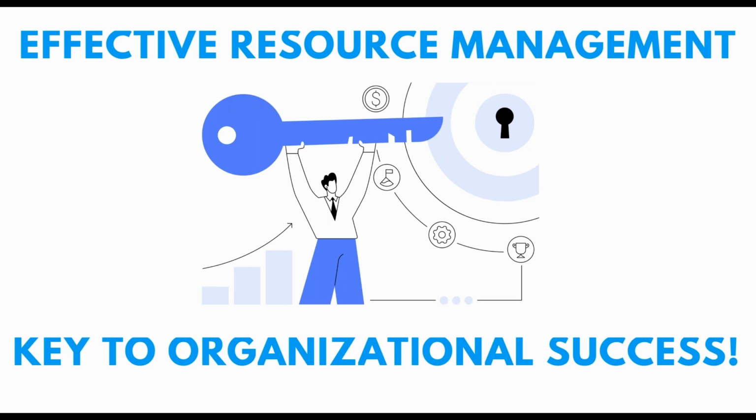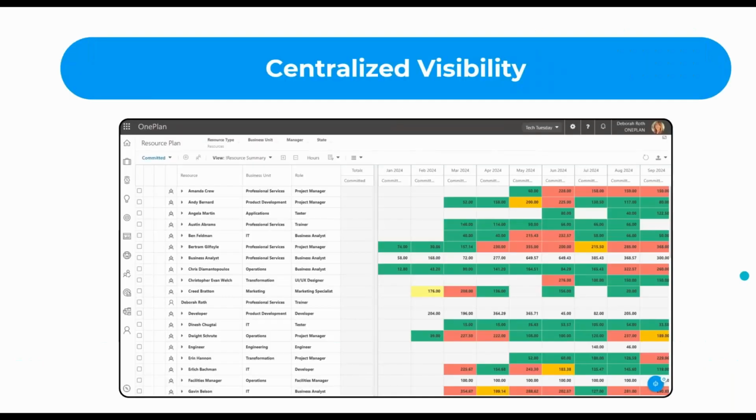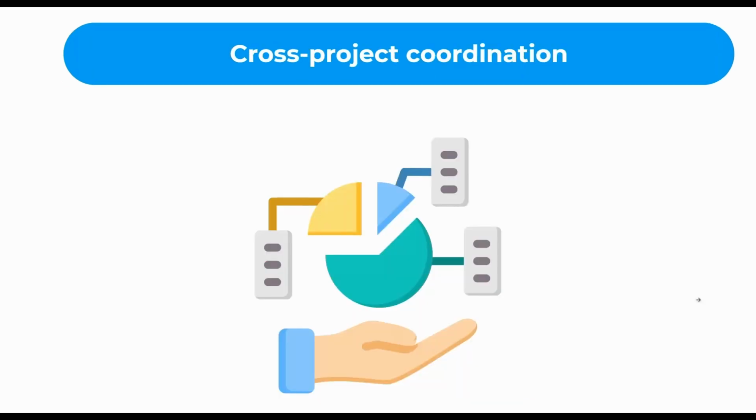The OnePlan Global Resource Planner is a centralized view of resource allocations across the organization. The Global Resource Planner provides a comprehensive view of resource allocation, availability, and utilization across all projects in your organization, enabling decision makers to identify potential bottlenecks and allocate resources more effectively, improving overall resource use. So you get that centralized view of all of these resource allocations, making it easier to coordinate across projects.